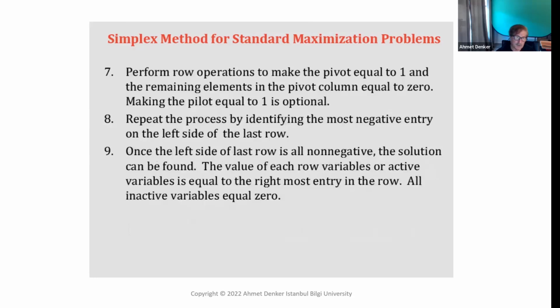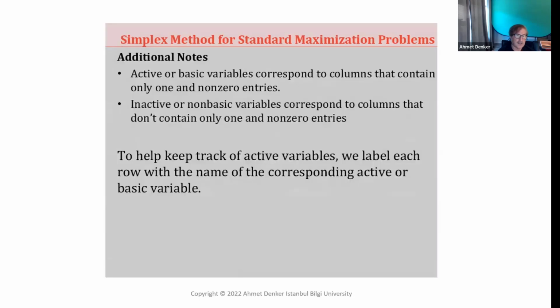But this table is here, and whenever you are going to solve a problem by using the simplex method, you will come and look at this table. Active variables, some literature also calls them basic variables, are the variables which correspond to columns that contain only one non-zero entry. Inactive or non-basic variables correspond to columns that don't contain only one non-zero entry. Okay, this doesn't make much sense at the moment, but it's going to make sense soon.